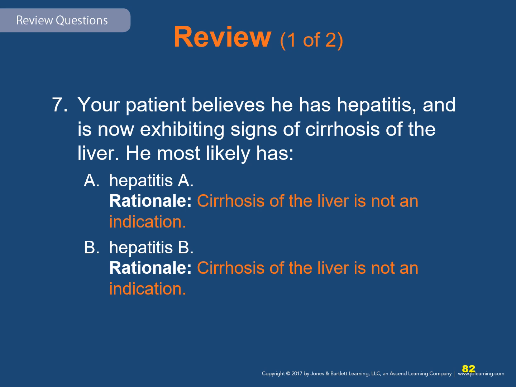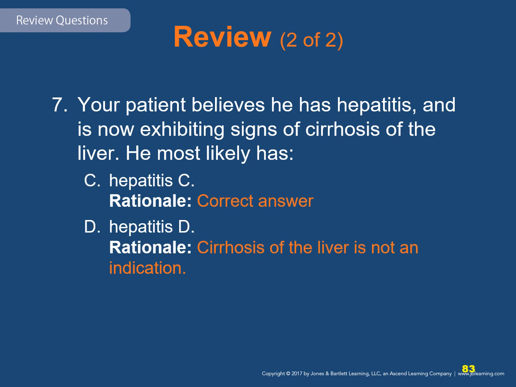Answer A, hepatitis A. Cirrhosis of the liver is not an indication of hepatitis A. Neither is it an indication of hepatitis B. The correct answer is hepatitis C. Cirrhosis of the liver is not an indication of hepatitis D.